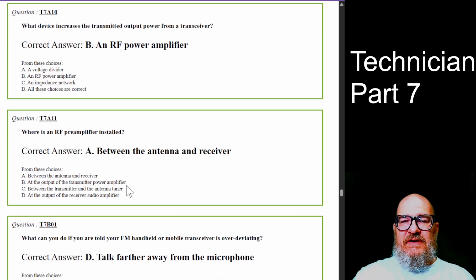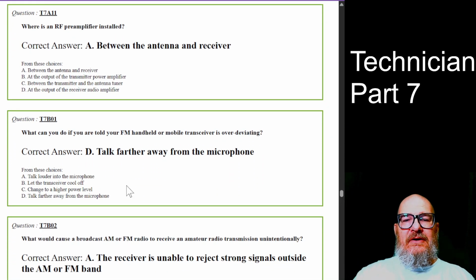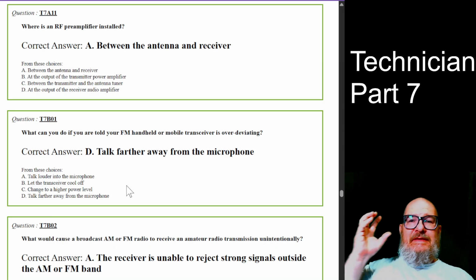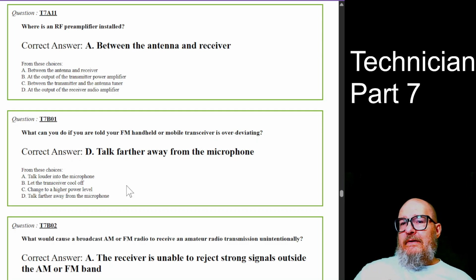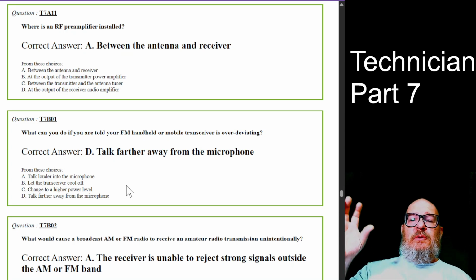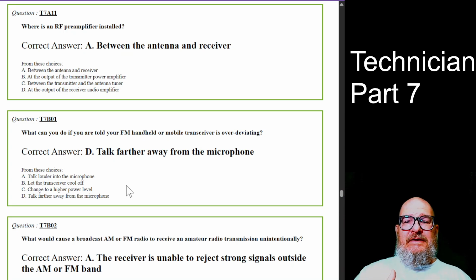What device increases the transmitted output power from a transceiver? And that is an RF power amplifier. Where is an RF preamplifier installed? And that is going to be between the antenna and the receiver. It's a little more complicated than that, but we're just talking about a receiver, so there's no transmitting going on. So it'll go between the antenna, and it will amplify the small signal through the antenna so that the receiver will have a greater signal.